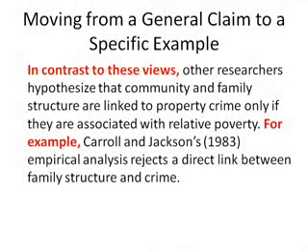Now, what I'm doing is, however, and I've randomly excerpted these from the article, so don't feel like you don't understand the article because we're not going in order at all, okay? The author of this lit review says this. In contrast, I'm switching directions here, in contrast to these views, other researchers hypothesize that community and family structure are linked to property crime only if they're associated with relative poverty. General statement, correct? For example, now I get to use a source again.